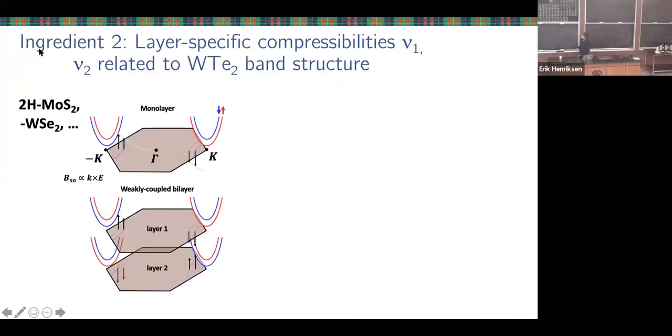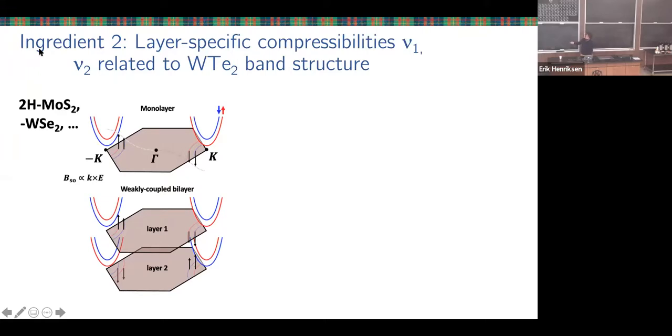The second ingredient is, if we can measure the layer-specific compressibilities, how can we connect them to real physics? How can we connect them to the band structure of WTe2? This is a little bit more for people that know more about this particular area of physics, but I wanted to mention it anyway.